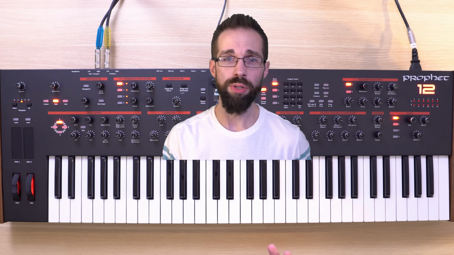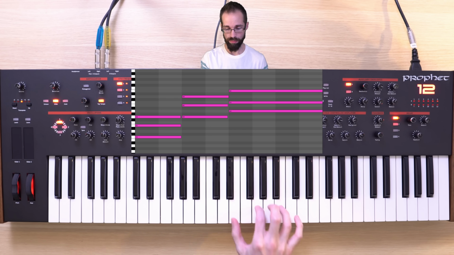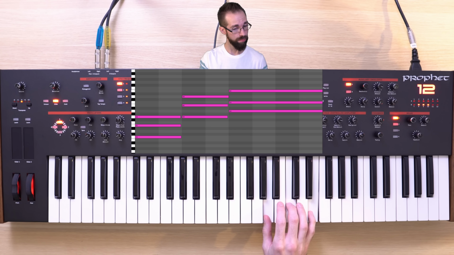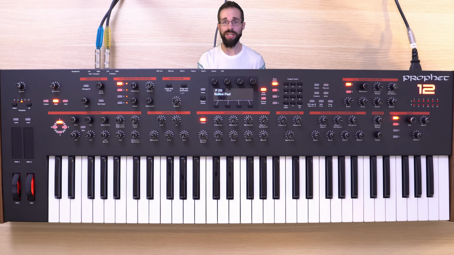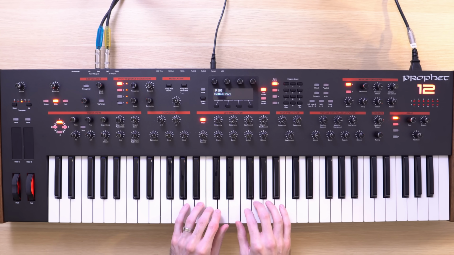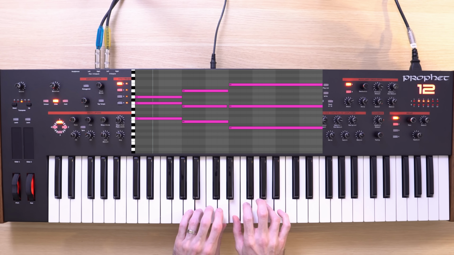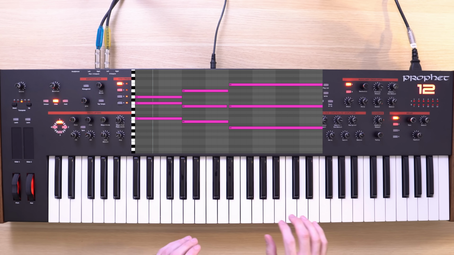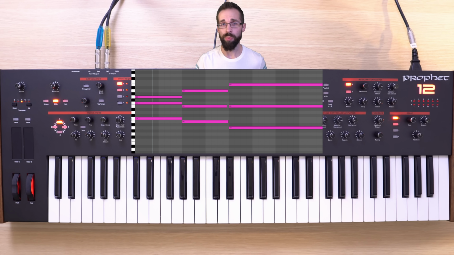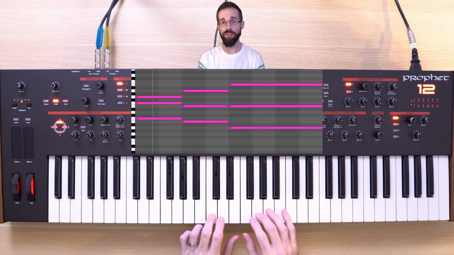Now, I could do something simple like this. And because the patch is interesting and the sound design is pretty cool, maybe I could get away with that. Or I could make the part writing itself more interesting, doing something like this. Notice how it's mostly stepwise motion, and not only that, we have contrary motion, in other words, the parts are moving in opposite directions, between the soprano and the bass.